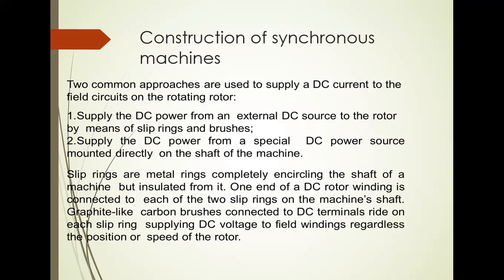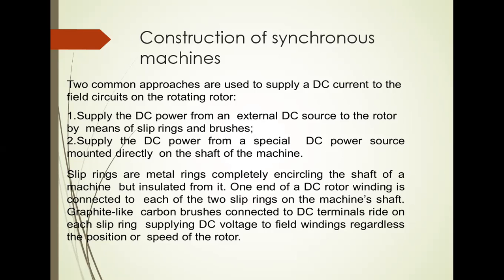Common approaches are used to supply DC current for excitation. First, supply DC power from an external DC source to the rotor by means of slip rings and brushes. Another is to supply DC power from a special DC power source mounted directly on the shaft of the machine. Here, slip rings are metal rings completely encircling the shaft of the machine but insulated from it. One end of the DC rotor winding is connected to each of the two slip rings on the machine shaft.